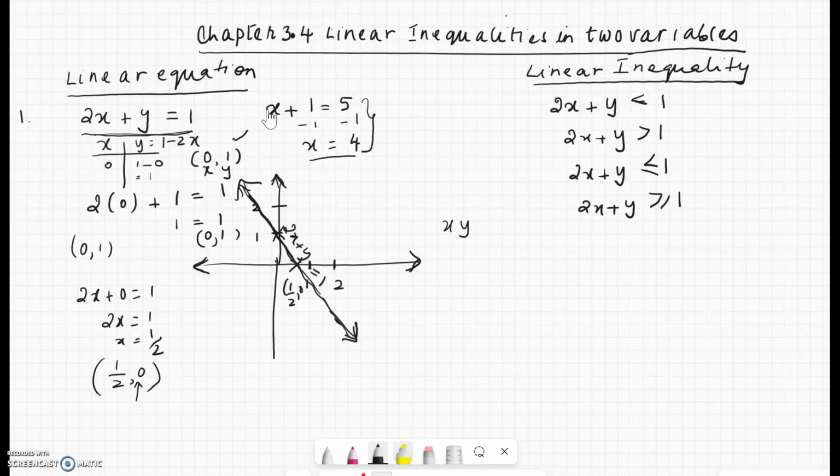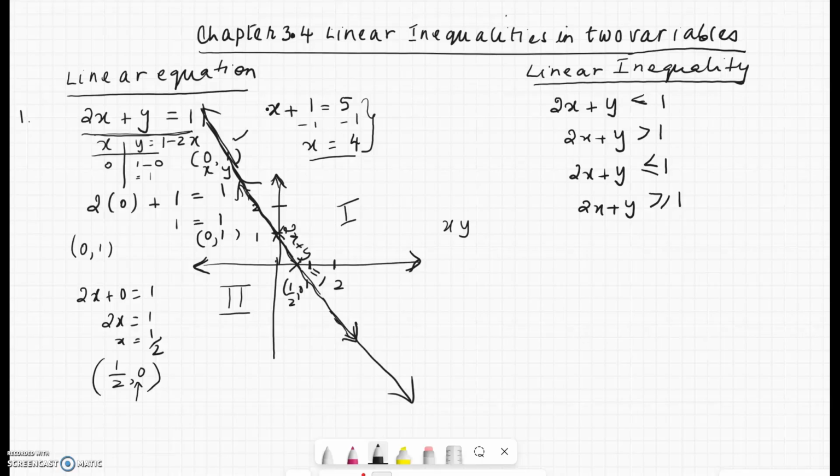Now, when I say 2x plus y is less than 1, think about what this line does to the plane. It divides the plane into two regions. Let's call the right side of the line region 1. Imagine this line goes on forever. If you look at the right side of the line, we call it region 1. The left side of the line, we call it region 2. And the boundary of the two regions is the straight line.